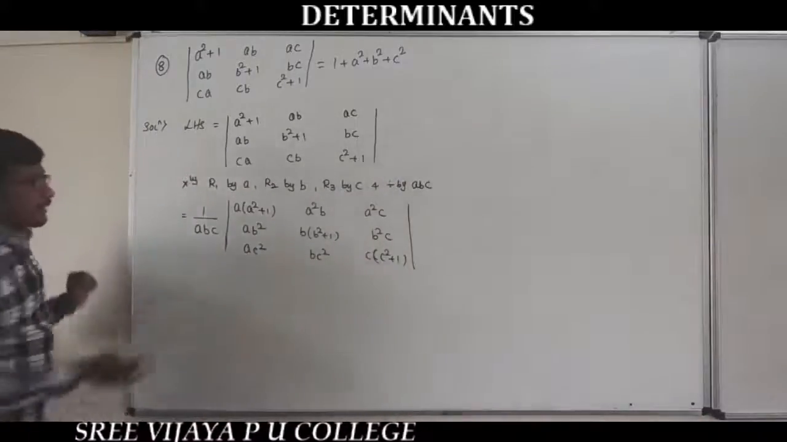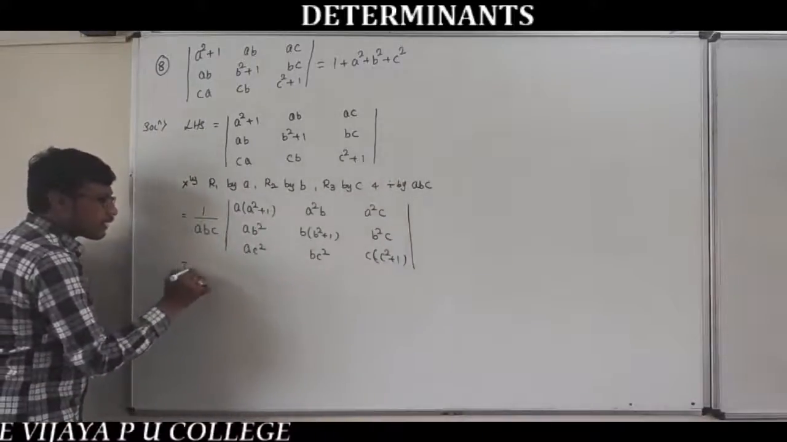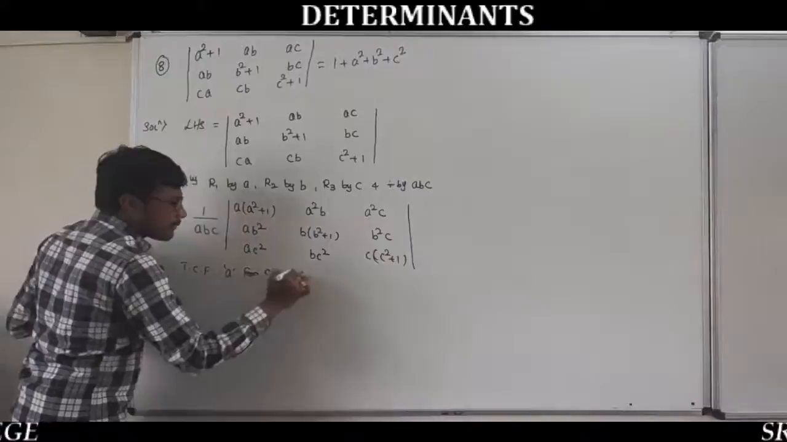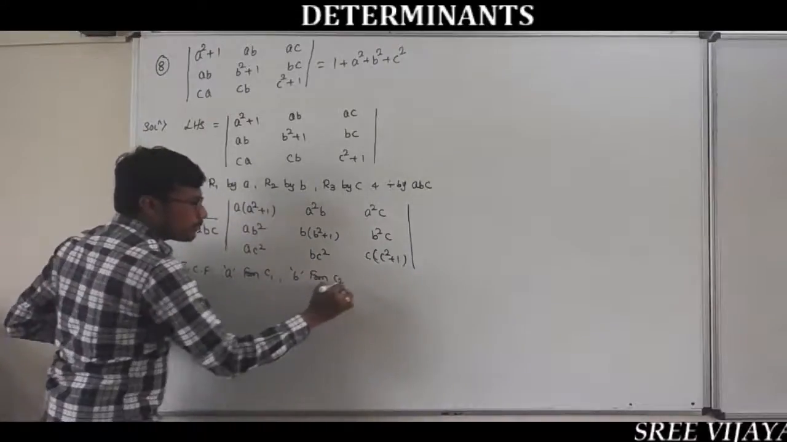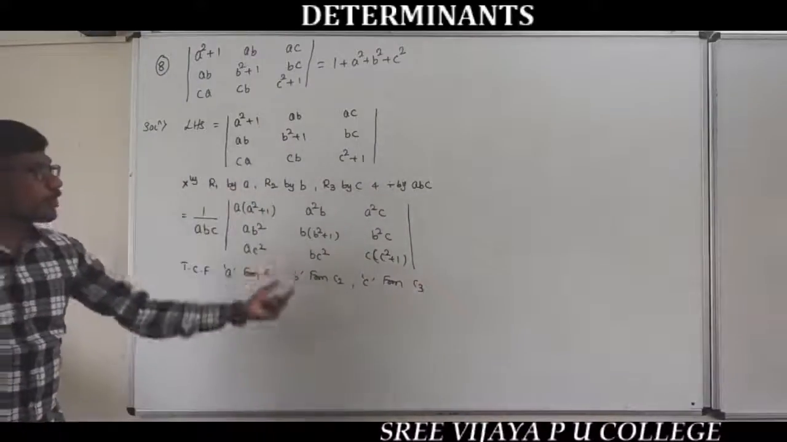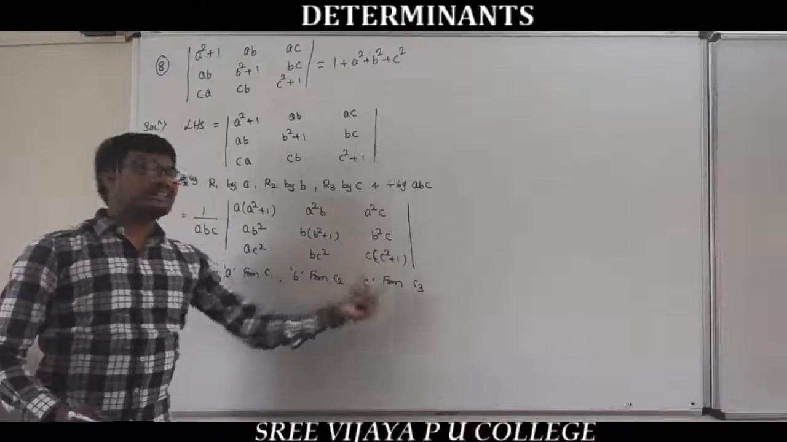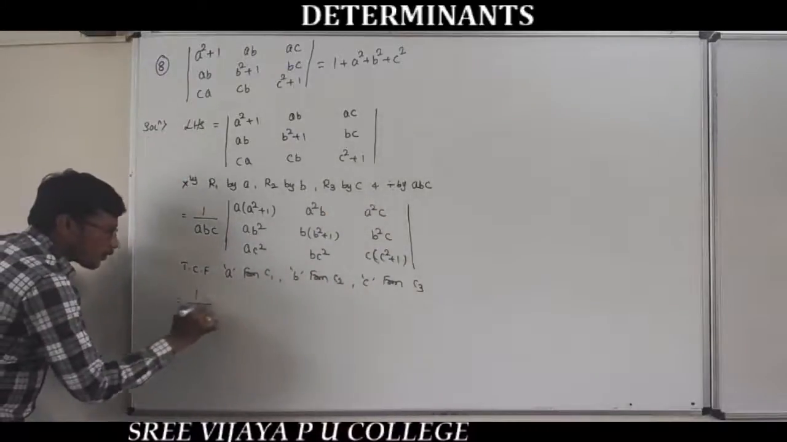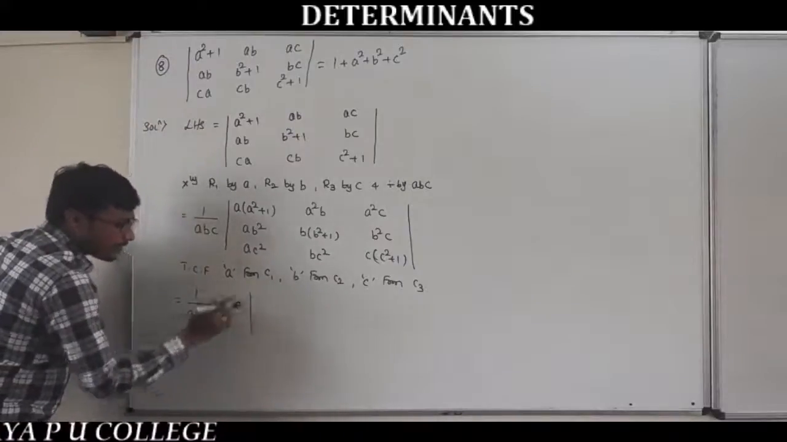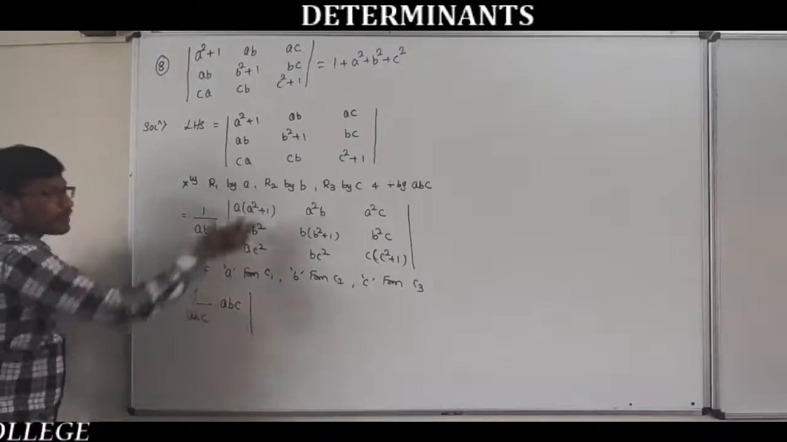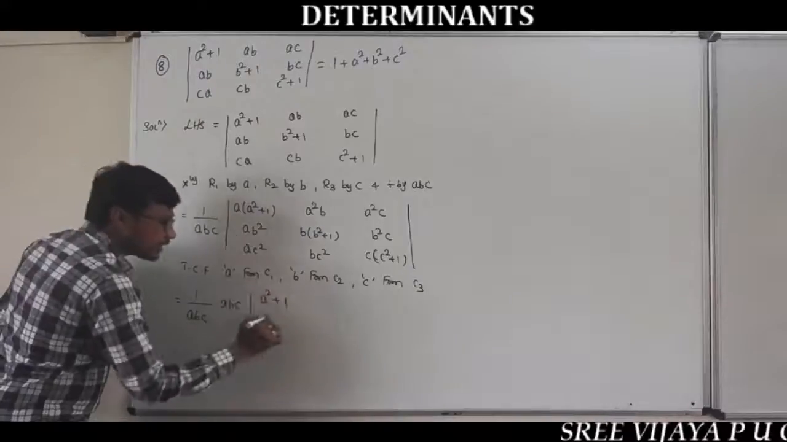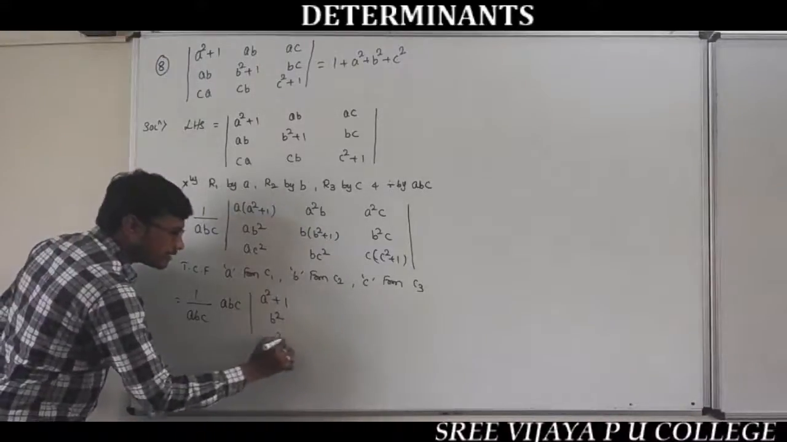Now once again, I will take the common factor: A from column 1, B from column 2, C from column 3. From column 1, from column 2, from column 3, I take A, B, C as common. So now it becomes 1 upon ABC, as it is. What is left after taking common? In the first column, we can leave A: A square plus 1, A square... we can leave B square, and C square.